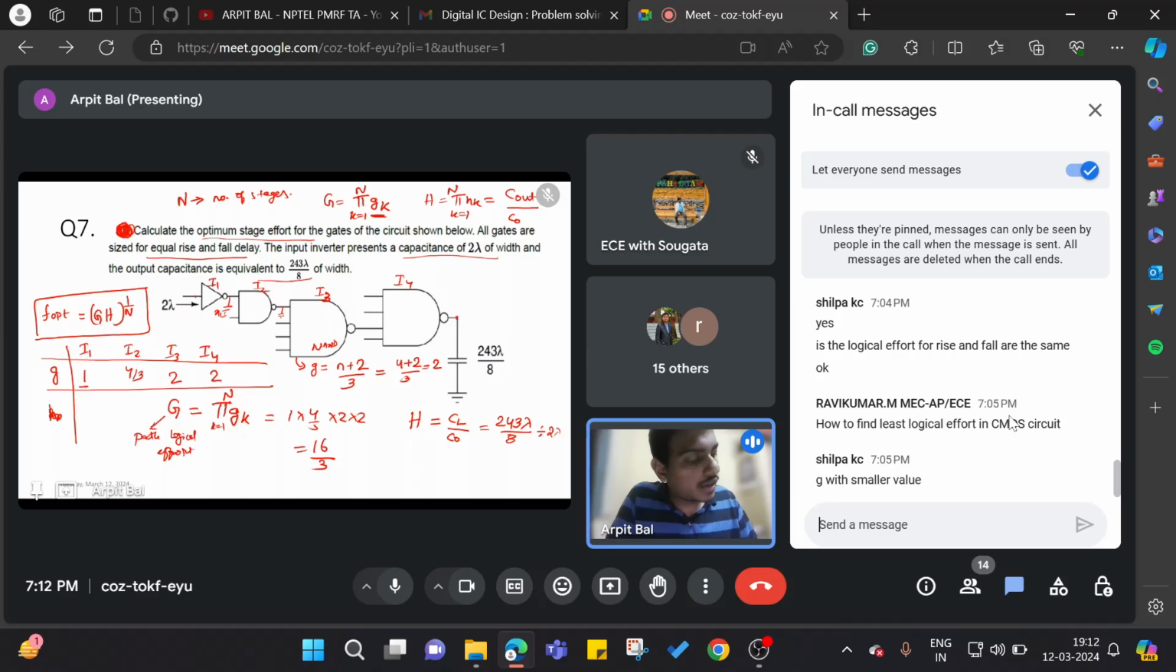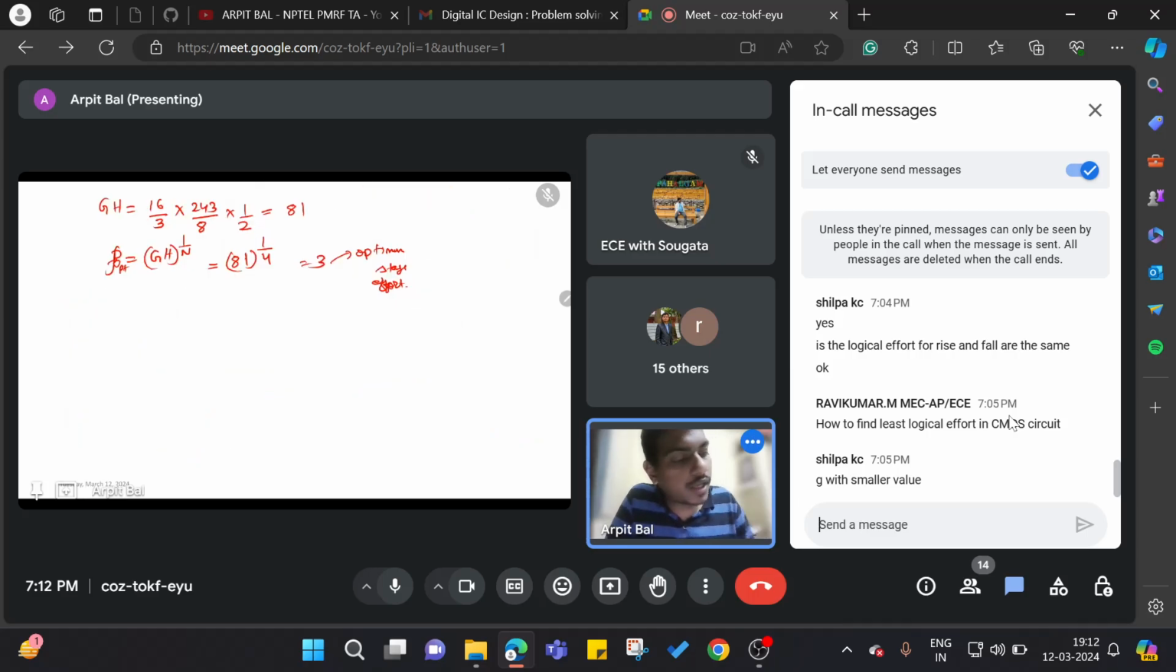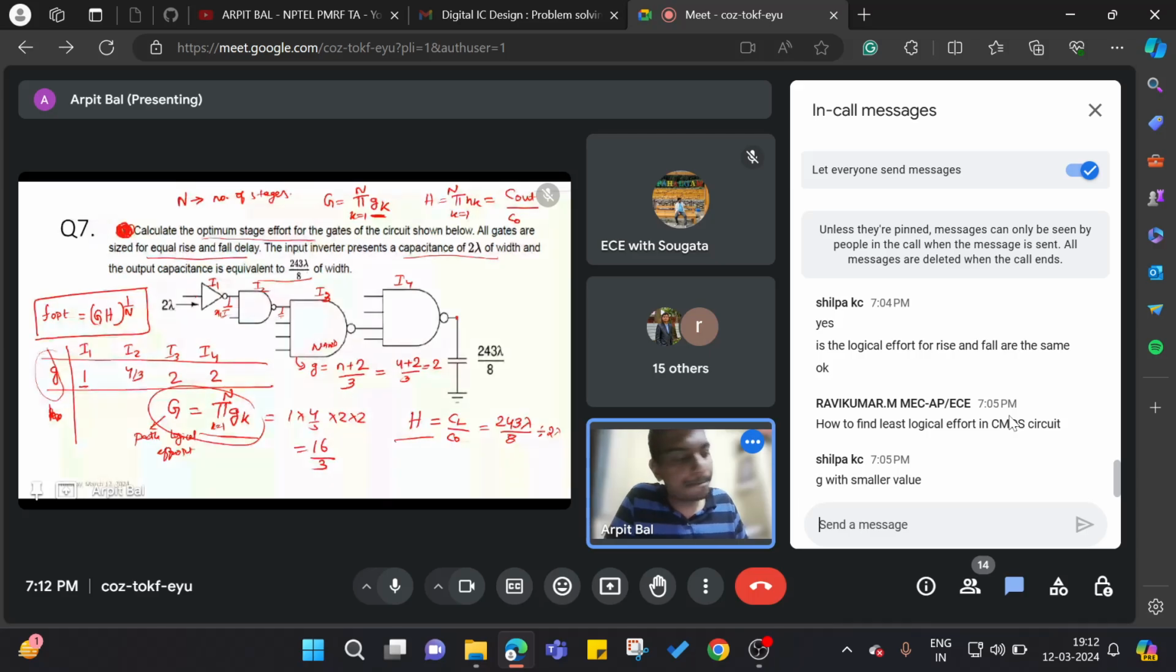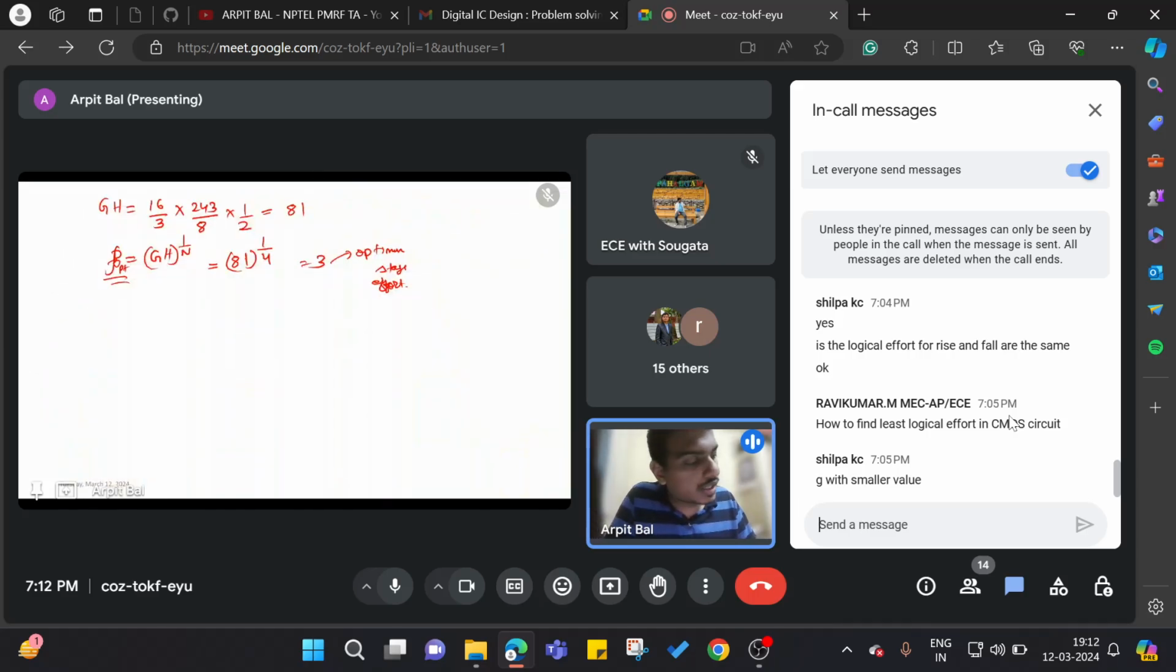We first calculate the individual G values. After figuring out the individual G values, we take the product of those individual G values to get the path logical effort. After finding the path logical and path electrical effort, we figure out the F opt, that is the optimum stage effort. That will be GH to the power 1 by n, where n is the number of stages. In our case the number of stages was 4, so 81 to the power 1 by 4 equals 3.